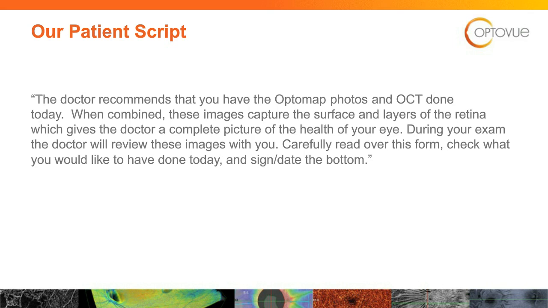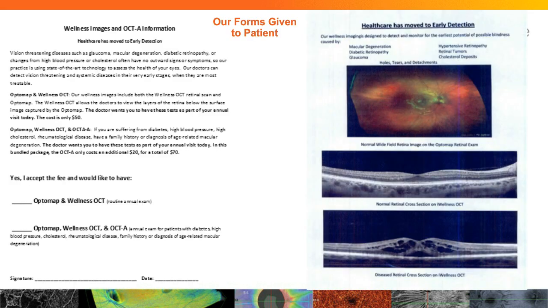Here are our two forms that we give. Here's the one where the office staff just says, please check which one you want. We still offer two levels. We offer the OptiMap and the Wellness OCT, and that's at the $50 level. And we offer the OptiMap and Wellness and OCTA at the $70 level. So there's the verbiage there. I'll be more than happy to share these documents with whoever wants them.